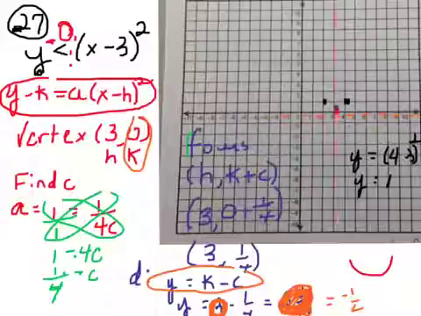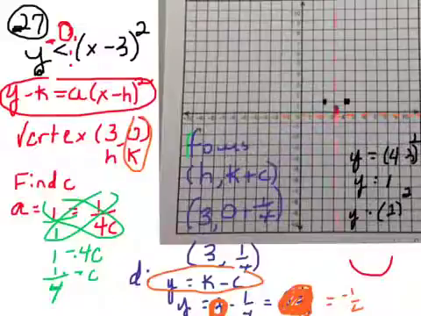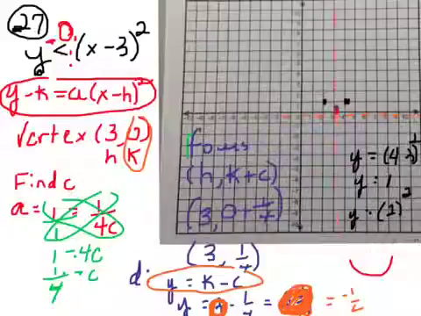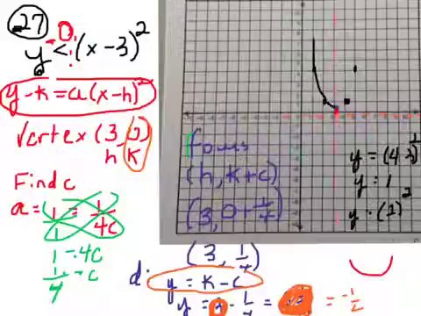If I wanted a really good graph, let's get something else. Let's see, what if I plugged in 5? 5 minus 3 would be 2 squared. I'm plugging it into the equation that we started with, so y would equal 4. So at 5, we're all the way up to 4. And since that's 2 away from the axis of symmetry, we're going to have another point here.